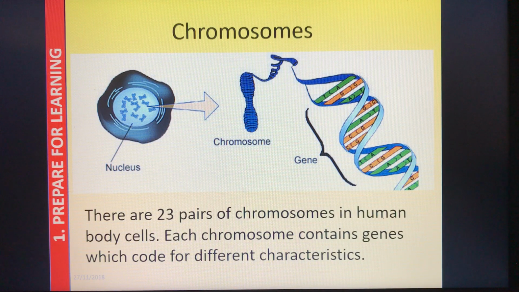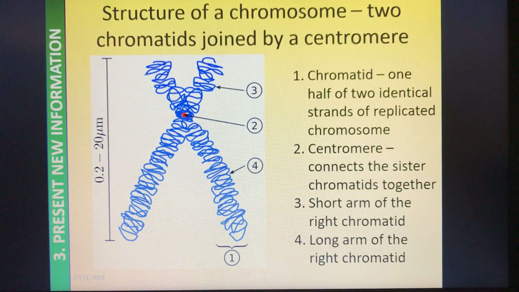When we look at that chromosome, we can see a section of the chromosome is called the gene, and the gene gives us the information that codes for a particular characteristic or trait. When we look here in more detail at the structure of a chromosome, we can see that it's actually two chromatids joined by a centromere. This bit's important if you're taking the higher paper.